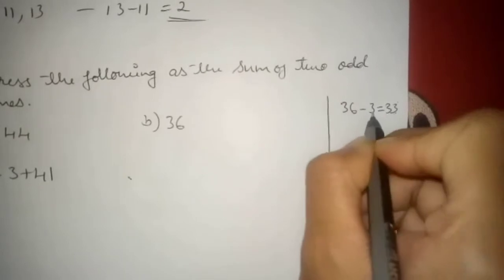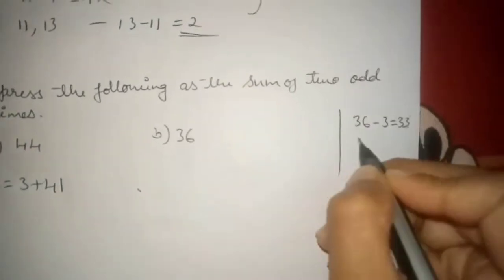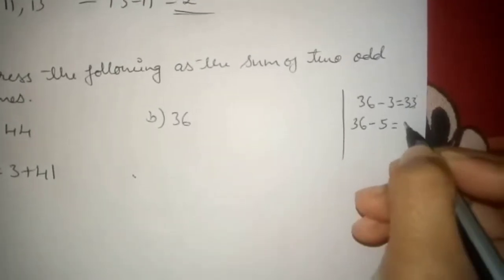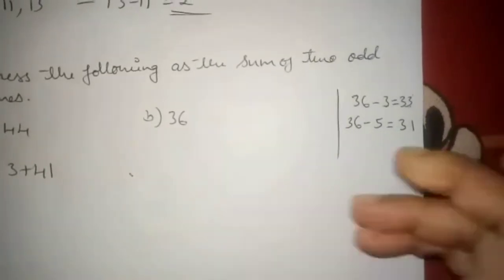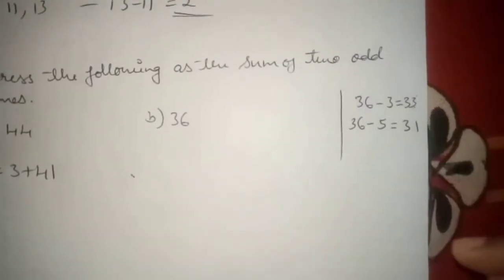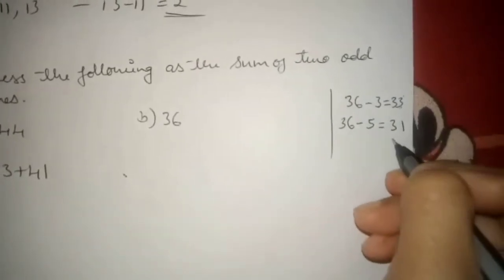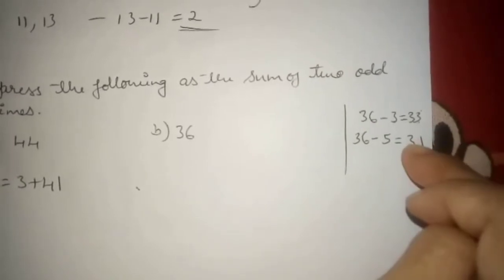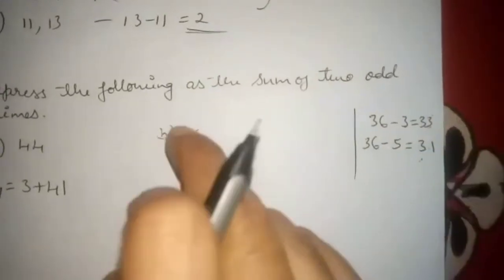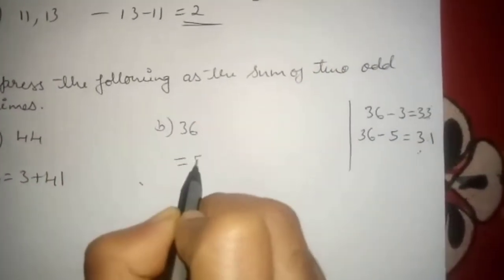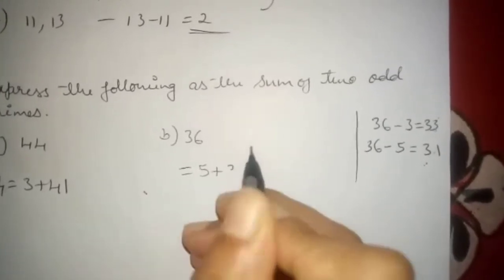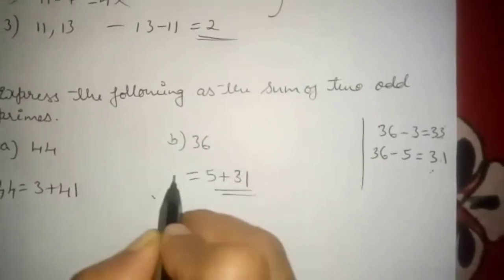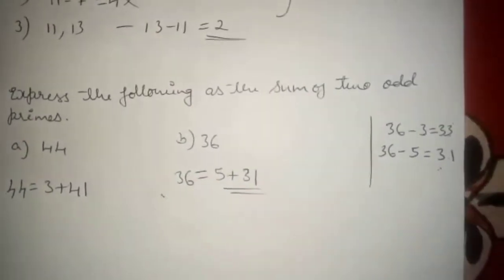Then after 3, what will be the prime number? 5, right? So we'll do 36 minus 5. What will you get? 31, right? Whether 31 is a prime number? Yes, right? 31 is only divisible by 1 and 31 itself. So 31 is a prime number. So we can write 36 as what? 5 plus 31, right? So 36 is equal to 5 plus 31.